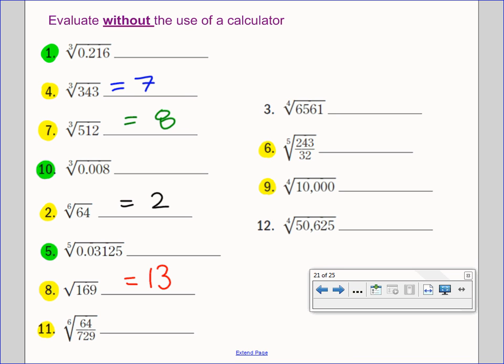Quotient property, the 6th root of 64 over 729 is the 6th root of 64 over the 6th root of 729. Let's find it. What's the 6th root of 64? Adam? 2, thank you. Over, what's the 6th root of 729? Everybody find it. Aaron? 3, good job. And so 2/3 would be the 6th root of 64 over 729.